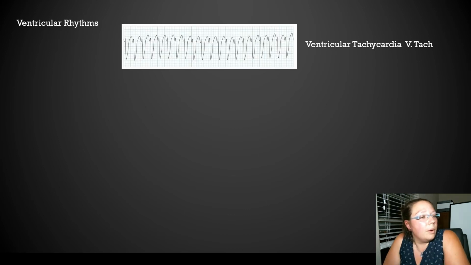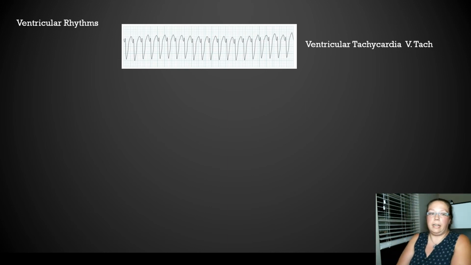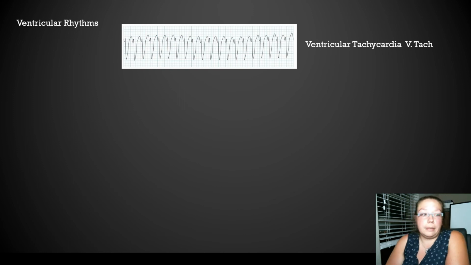So we've got VTAC, ventricular tachycardia, and you can have a pulse with this and you can have pulseless VTAC. If you have a pulse with this, you still need to get the patient out of this, but you have both pulseless VTAC and patients who have VTAC with a pulse. If you don't have a pulse, you shock them. Now let's look at this. Is it regular or irregular? It's regular. If we were to measure this out, it'd be regular.